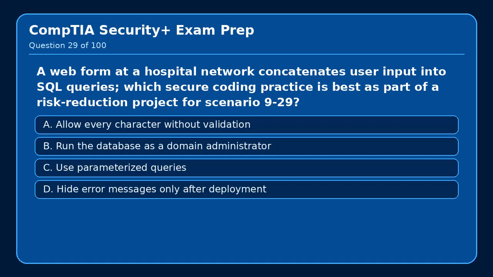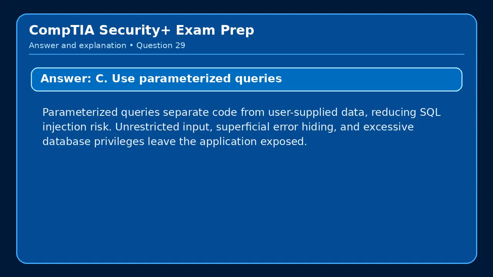Question 30. Which defense best reduces reflected script execution in a university department's web application before the production rollout for scenario 9-30? A. Disabling backups. B. Static routing only. C. Open SNMP community strings. D. Output encoding and input validation. Take a moment to choose your answer. The answer is D. Output encoding and input validation.